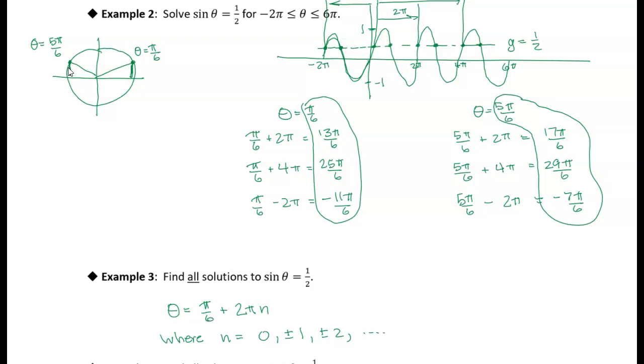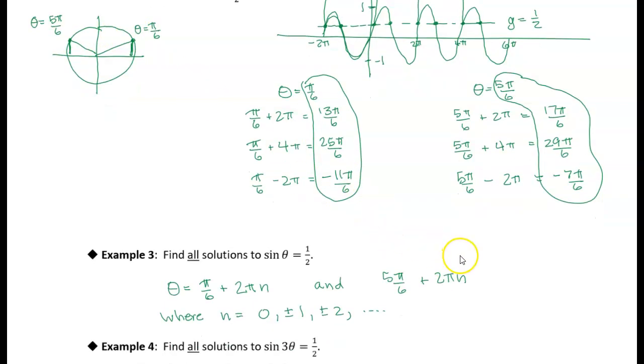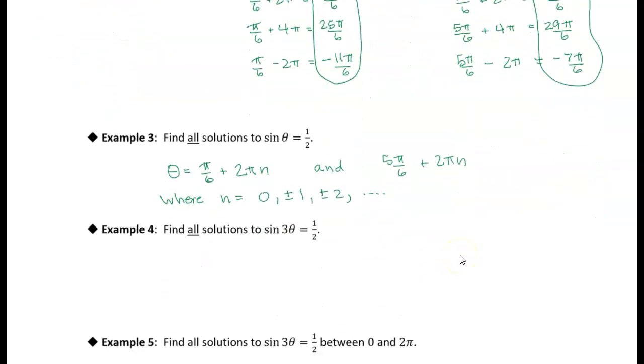All right, but, okay, we got one more though. And theta is equal to 5 pi over 6 plus 2 pi n, right? Again, where n is an integer. And that's how I would write all the solutions, okay? It's just either 5 pi over 6 or pi over 6, and then I add any number of rotations and I get coterminal angles. All right.